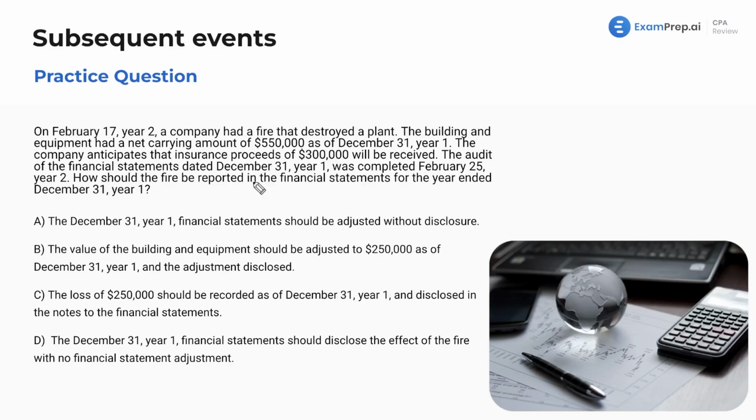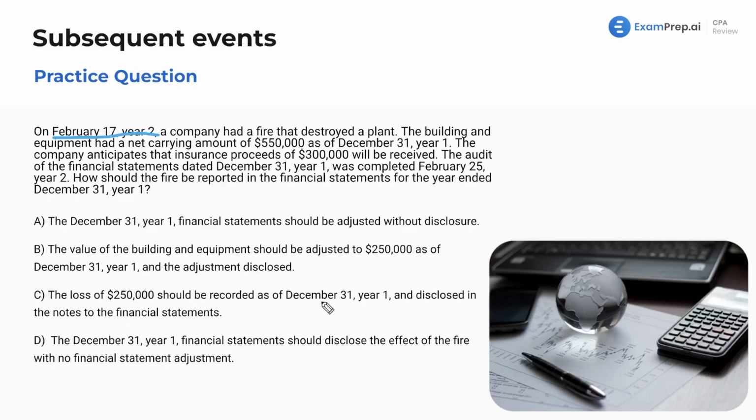How should the fire be reported in the financial statements for the year ended December 31, year 1? This one is going to have a time-old trick because, well, what happened? It burned down in year 2. We see it happened in year 2. So we know any answer saying that we should adjust the year 1 numbers is going to be wrong because it happened in year 2. Yeah, we should disclose it. Yeah, we should talk about it in the year 1 financial statements. But because it happened in year 2, we're not going to change the year 1 amounts. So let's look for anything like that.